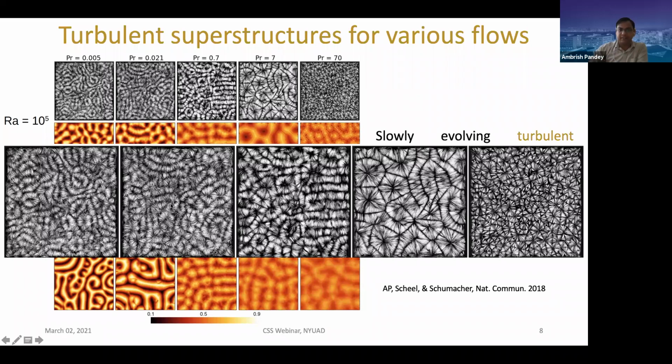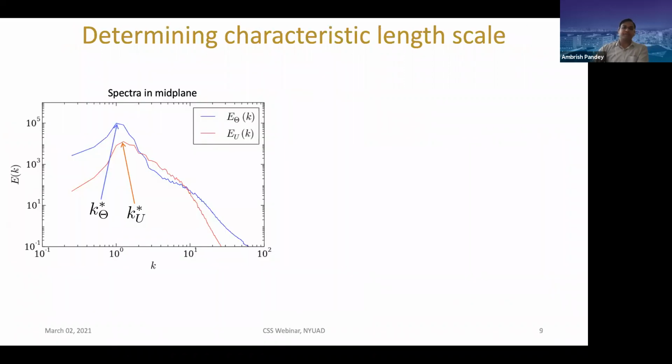For instance, if you look at the top panel, I have zoomed it here. Then you can see that the width of the individual rolls varies from one Prandtl number to another. So qualitatively, we can see that they are varying, but we want to quantify this variation. So what can we do to quantify the characteristic scale of these superstructures?